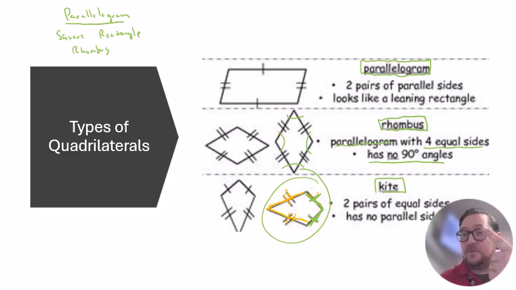So trapezoid, one opposite parallel side. Kite, zero opposite parallel sides. So that's it. Otherwise, you know the difference between a square and a rectangle, and a rhombus is just a square with no 90-degree angles. So if you can remember these properties, you'll be able to do very well on the test.